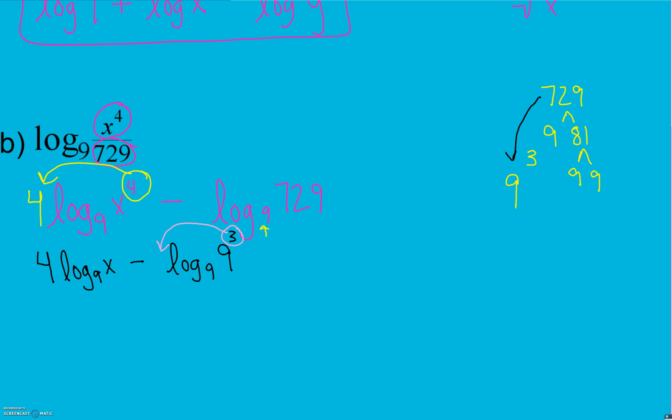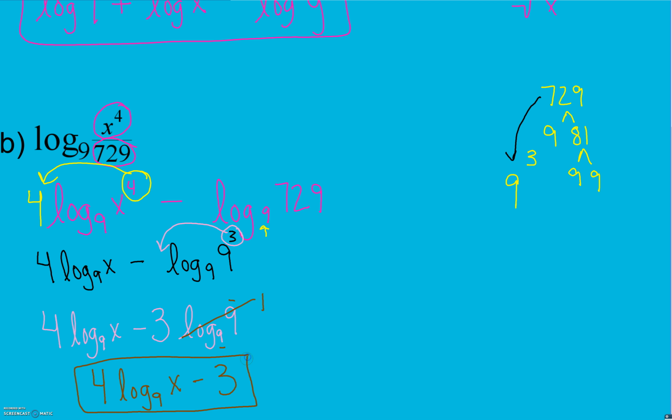So right now, I'm going to have 4 times log base 9 of x minus 3 times log base 9 of 9. And our final step here is to remember that log base b of b is 1. So we're going to have 4 times log base 9 of x minus 3 times 1, which is just 3. So that is our expanded version.